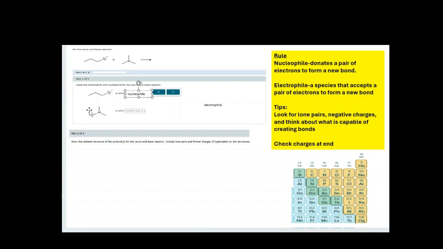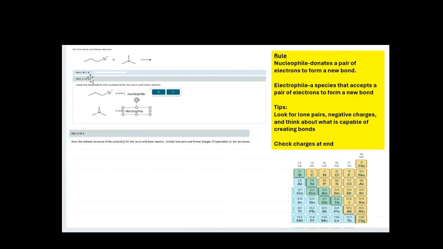Now with aluminum, we see that it already has three bonds on it. And as you see, no lone pairs. And if you look down here at the periodic table, you see that aluminum falls under 3A. So it's pretty much at full capacity, so it really doesn't have any room for any lone pairs. So it's safe to say you can drag the electrophile here.